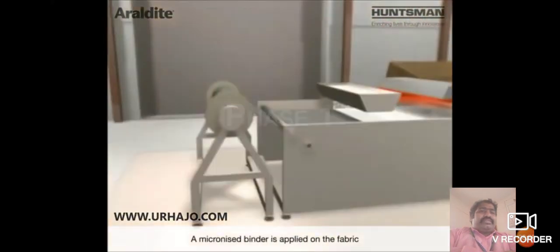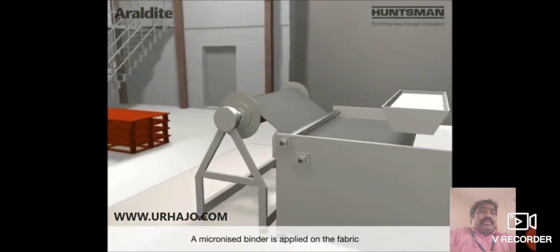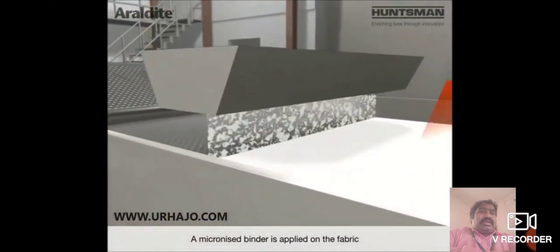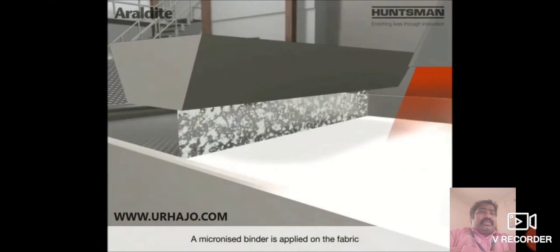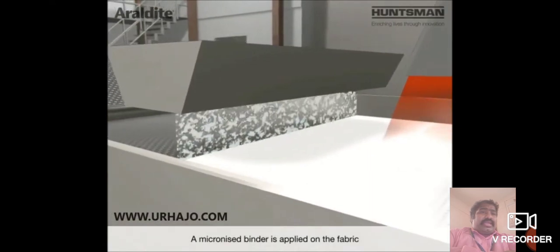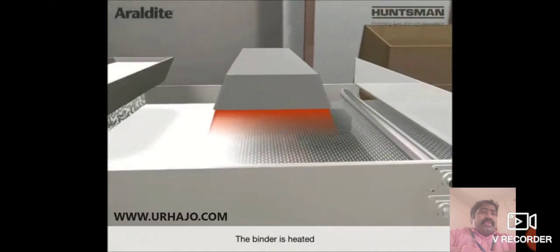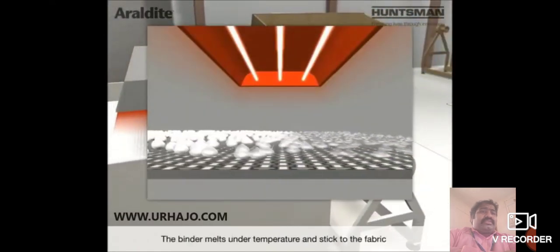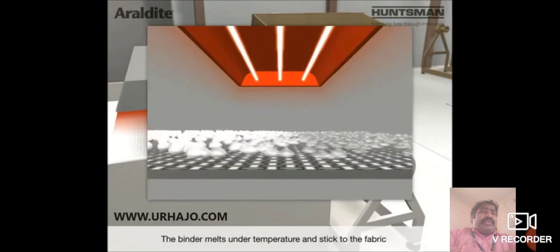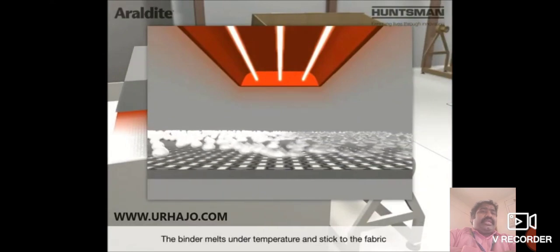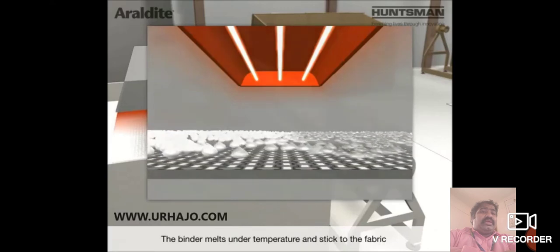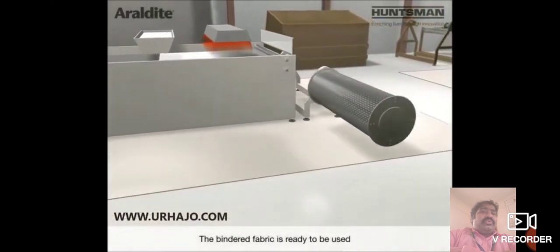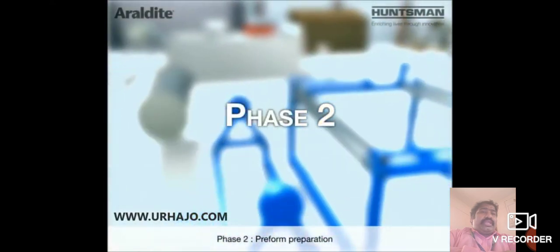In the first phase, micronized binder is applied on the fabric. Next, you can see how the process is taken. The binder is heated, and the binder melts under this temperature and sticks onto the fabric. Here the heater is provided for heating this material, and this binder fabric is ready to be used for the next phase.